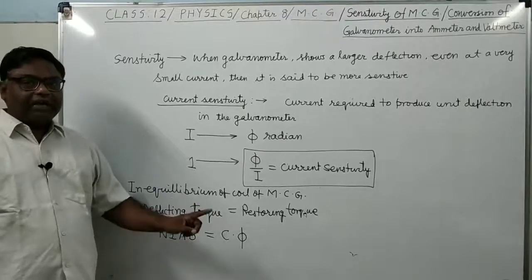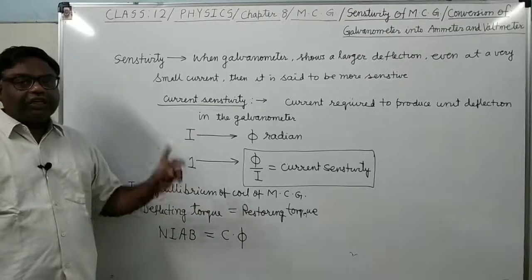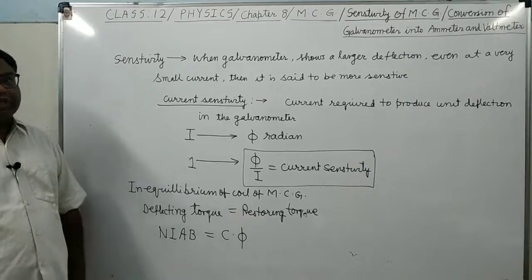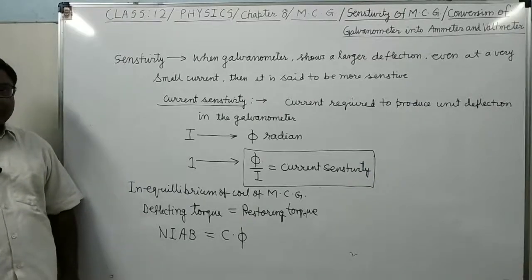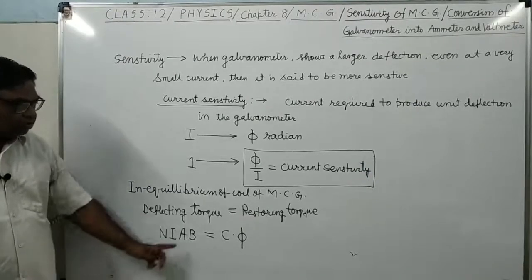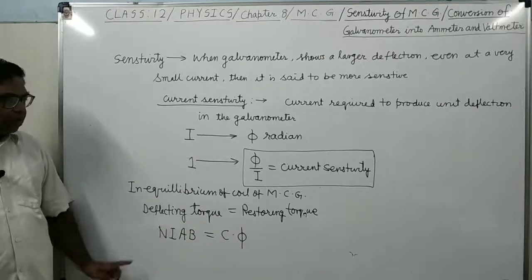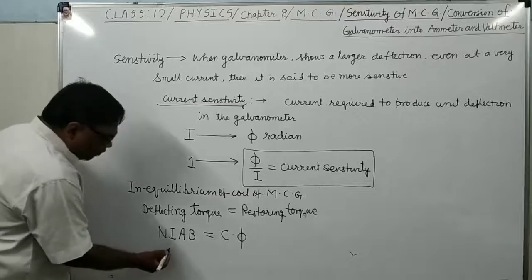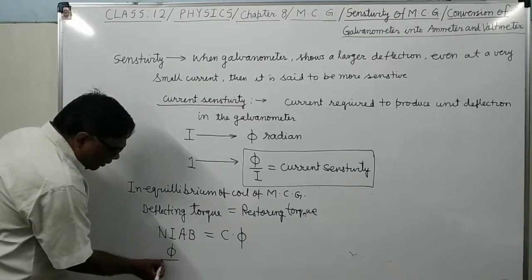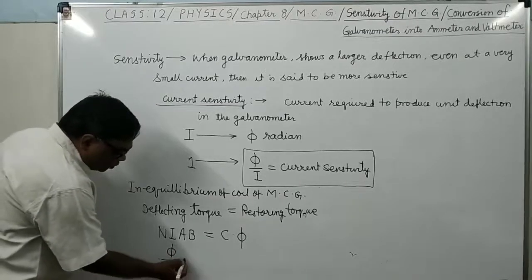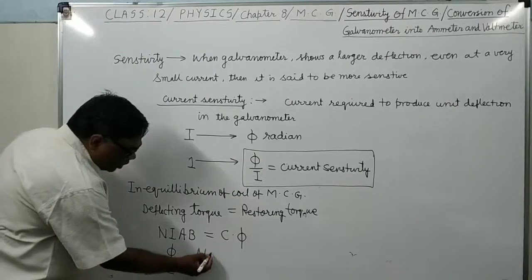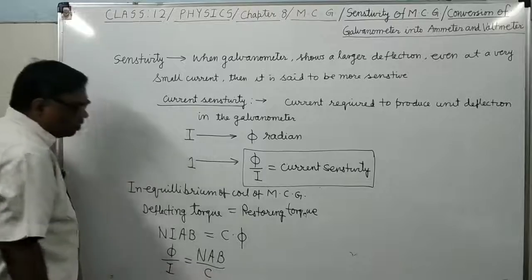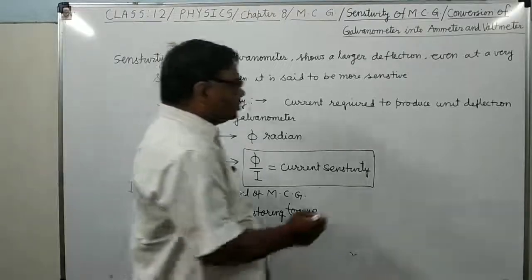And by the same angle, there will be twisting in the turns of the spring. So in equilibrium, both will be equal. Now if you find out phi upon I from here, you will find that phi upon I will be equal to NAB upon C.